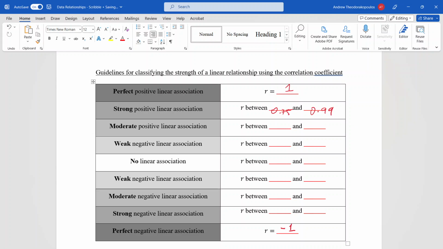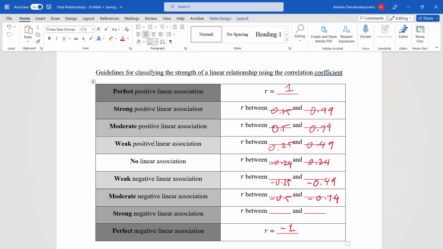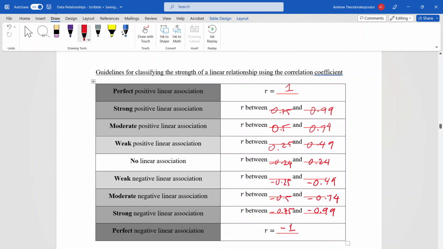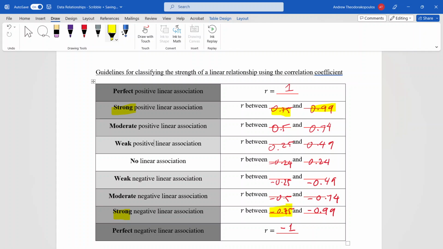Okay, so what about moderate? And last but not least, a strong negative linear association is between -0.75 and -0.99. I'm sorry about how the letters kept going underneath the line, that's very frustrating, but we can see that strong is 0.75 to 0.99. Strong is between -0.75 and -0.99. So they're the same, just positive and negative.